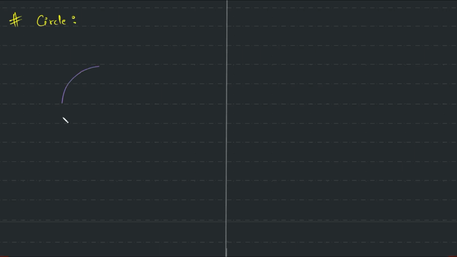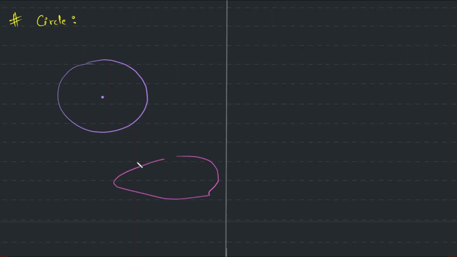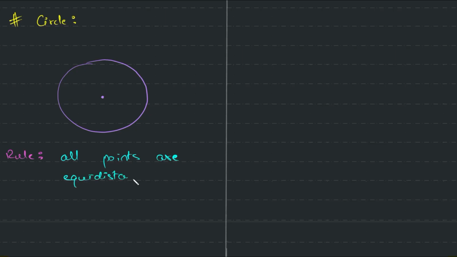So a circle is a bunch of points. Everything is a bunch of points, honestly. Even this is a bunch of points. But this bunch of points follows a rule. So what is that rule? All points are equidistant from a common point. In this case, I'll call it O. That's your circle.